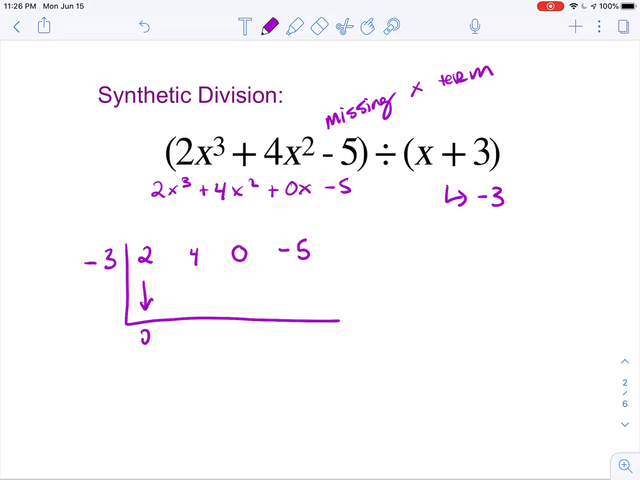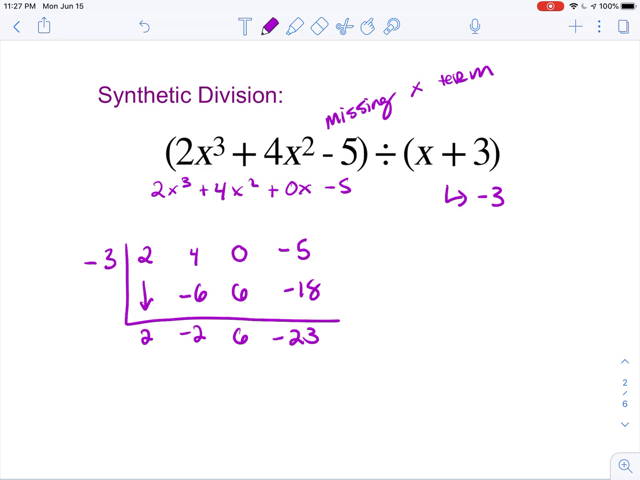So bring down the first term, multiply it by the outside, which is a negative 3, giving negative 6. Stack it in the next column. 4 minus 6 gives me a negative 2. Negative 3 times negative 2 gives me a positive 6. Stacks in the next column. 0 plus 6 just gives me 6. Negative 3 times 6 is a negative 18. And minus 5 minus 18 gives me, I believe, a minus 23.